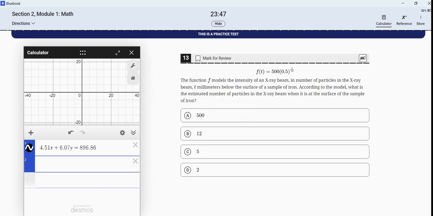The function f models the intensity of an X-ray beam in numbers of particles in the X-ray beam t millimeters below the surface of a sample of iron. According to the model, what is the estimated number of particles in the X-ray beam when it is at the surface of the sample of iron? So, when it's at the surface of the iron, t is equal to 0. And when t is equal to 0, that means this exponent is 0. And anything to the power of 0 is 1, times 500 is 500.